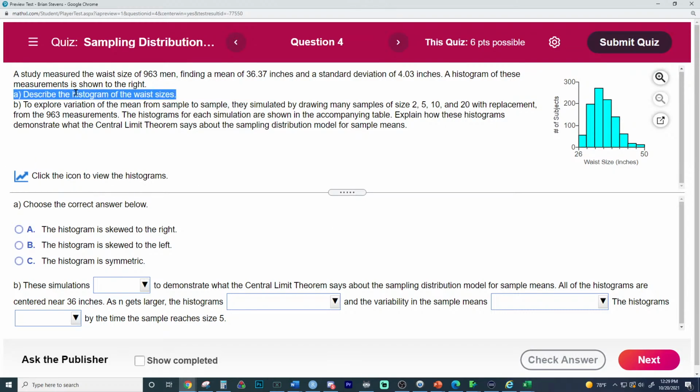It says, describe the distribution of waist sizes. Is this skewed to the right, skewed to the left, or is it symmetric? How does this distribution look right here? Right skew, left skew, or symmetric? Remember, right to the high, left to the low, whatever way the tail goes.